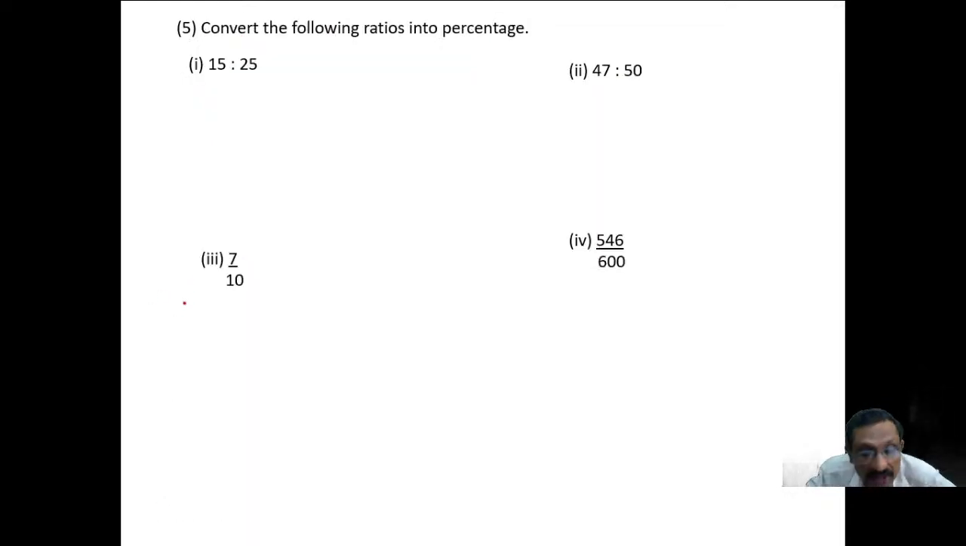Question number 5. What does question number 5 say to me? Read the question properly, look at it properly, and then we will work on the solution. Convert the following ratios into percentage. They have said that we have to convert these ratios which are given to us into percentage. Yes, we can convert it into percentage.